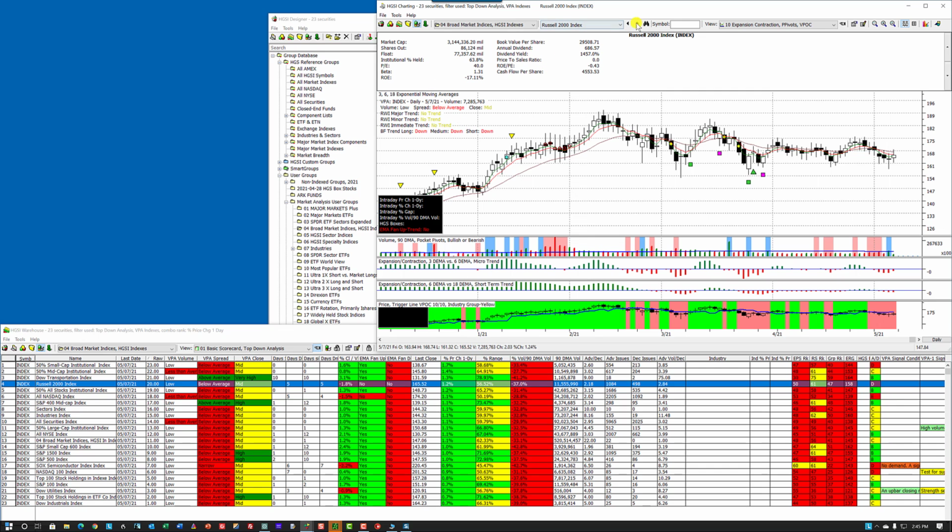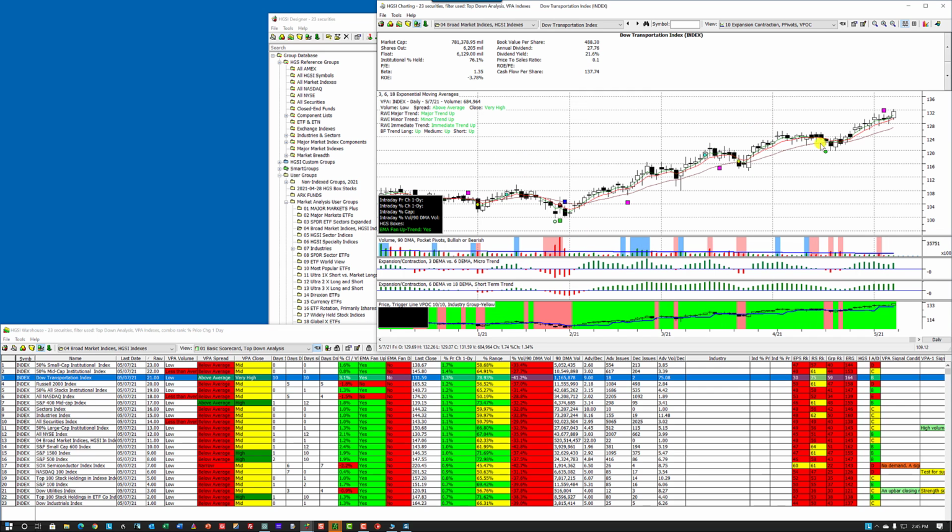1.2%. So let's compare this quickly to the transportation index, and you can see how strong this has been and where it crossed over on the VPOC and also on the 3 and 6 day crossover, where the 3 crosses up through the 6. These are powerful indicators along with pocket pivots.